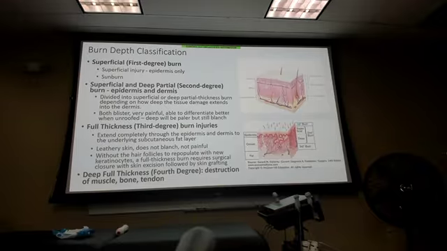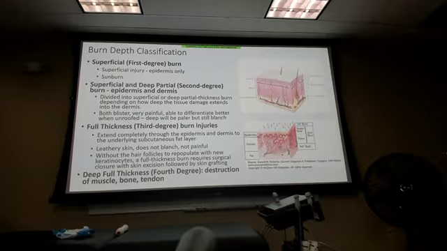Okay, once we get into full thickness and it goes all the way through the dermis, we no longer have nerve endings, we no longer have blood vessels, everything has been burned. Everything has been destroyed. Okay, and when we talk about deep full thickness, that's like our fourth degree, that's destruction of muscle, destruction of bone, destruction of tissue. It's all the way down. Okay, so knowing these thicknesses will be really important. All right.